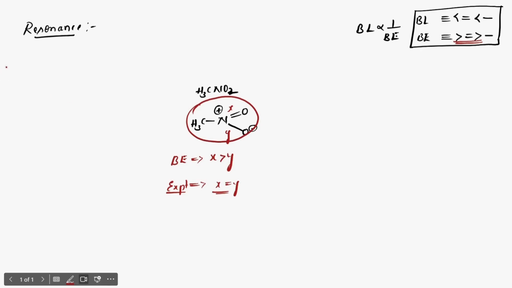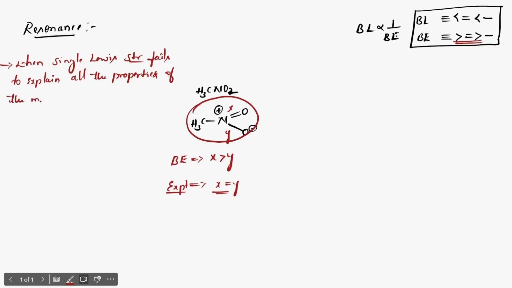When a single Lewis structure fails to explain all the properties of the molecule, then we need one more structure.